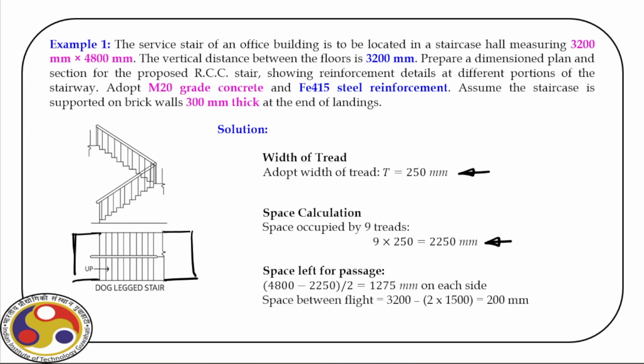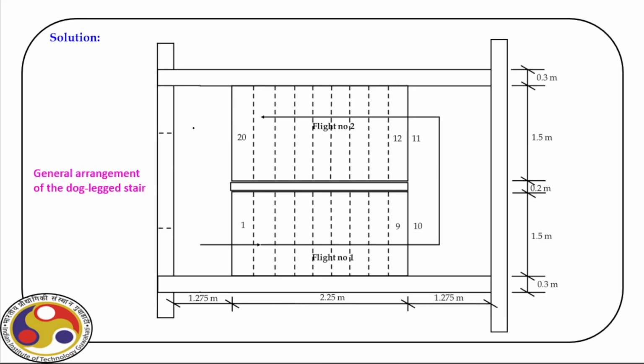So the geometry is fixed, as you can see here. We have a passage here of size 1.275 meter. Then there are 9 steps per flight. As you can see, it starts from 1, it goes up to 9. Then we have a mid landing here. Its dimension is 1.275. For the time being it is the same. It can be different also, but let us keep it the same. And then we have another flight where the count starts from 12 and it goes up to 20.